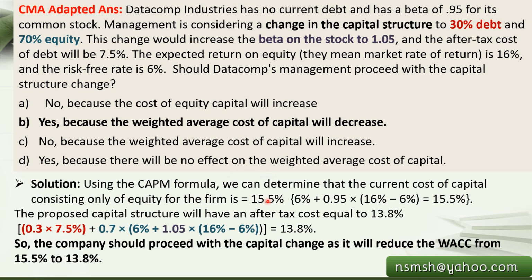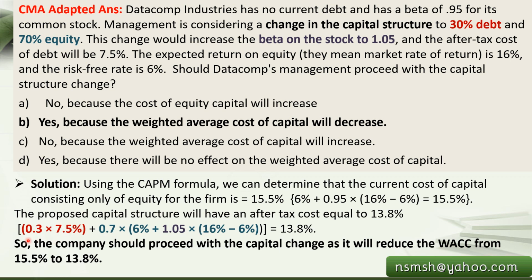So the equity rate is 15.5%. But if we adjust the beta on the stock once we move to the 30% debt and 70% equity structure, what is the change? The beta value will be changing. So with the same formula, we calculate again with only the beta value changing. Simply we do that and we get 13.8%. The same rule applies, but the beta value is 1.05.